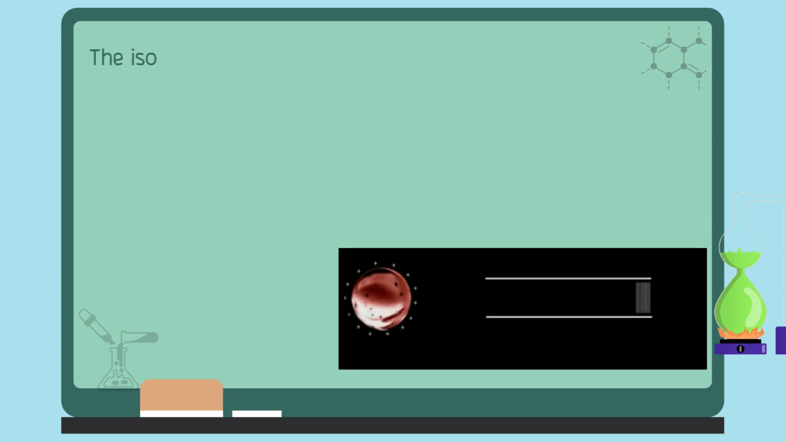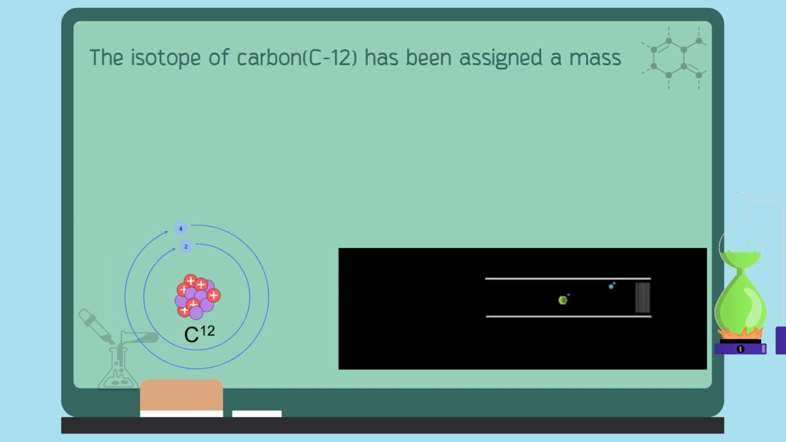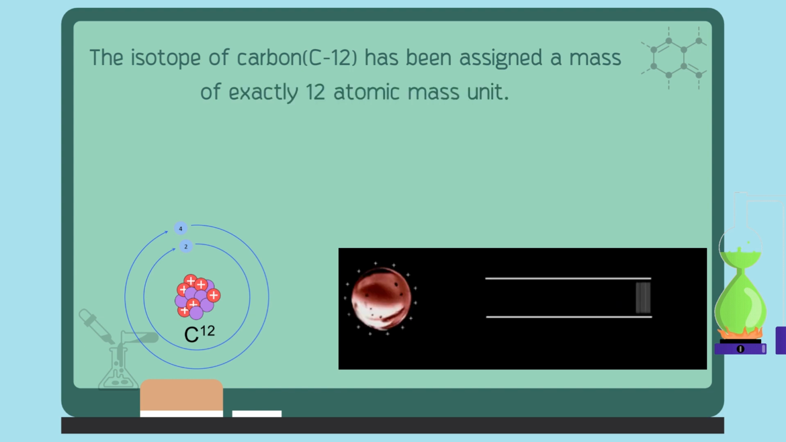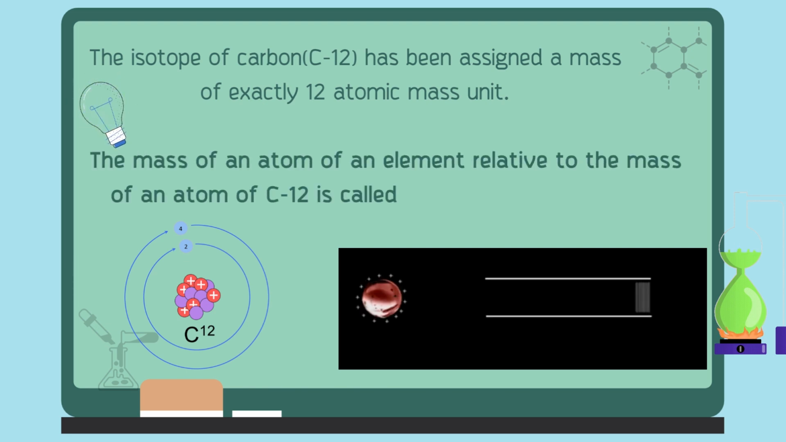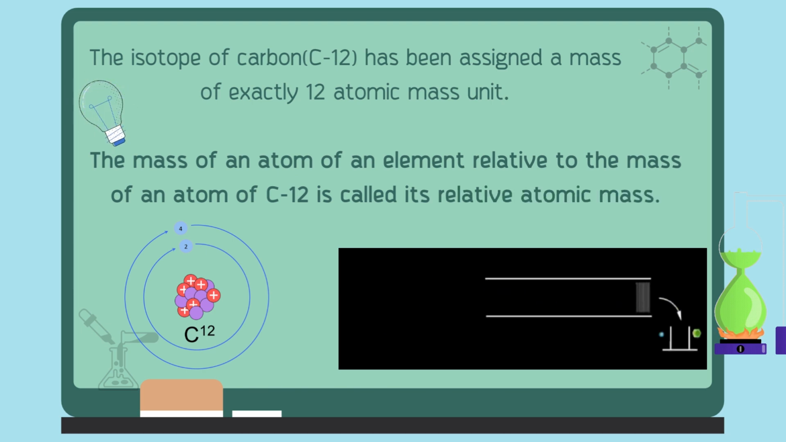Using a mass spectrometer, the isotope carbon-12 has been assigned a mass of exactly 12 atomic mass units. The mass of atoms of all other elements are compared to the mass of carbon-12. Therefore, the mass of an atom of an element relative to the mass of an atom of carbon-12 is called its relative atomic mass. All of the elements listed in the periodic table have their atomic masses calibrated according to the one that is calculated for C12.